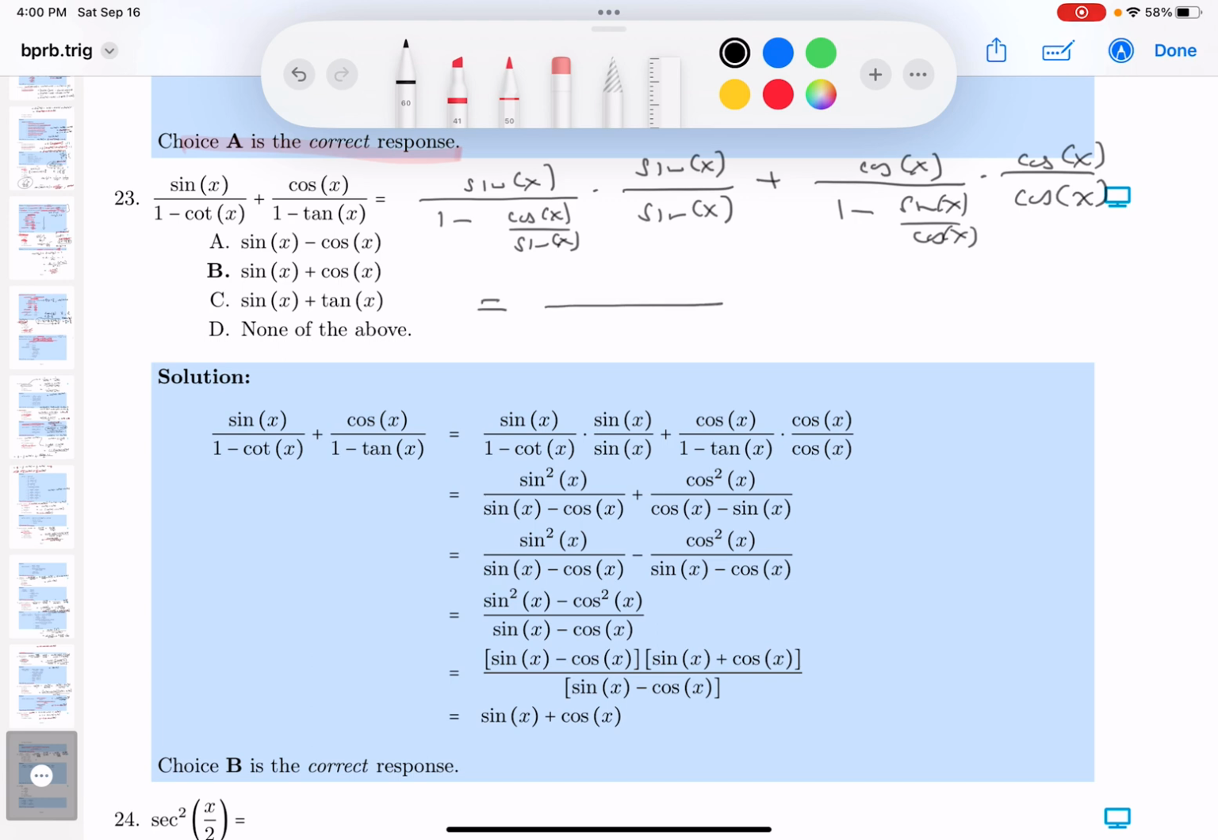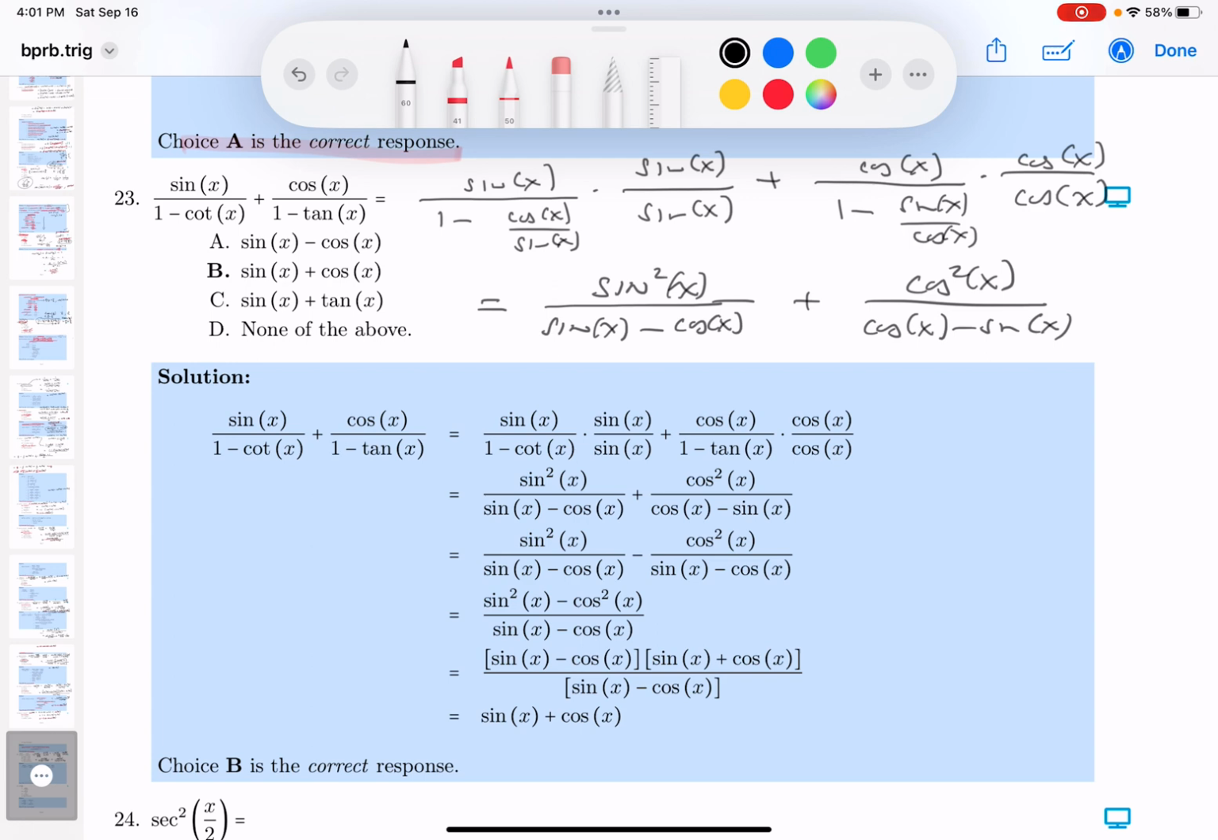And on top you get, for the first term, sine squared. What do you get on bottom? Sine x minus cosine x. All right, that's not so bad. Plus, this is going to be cosine squared x. On bottom, what do you get? Cosine x minus sine x.